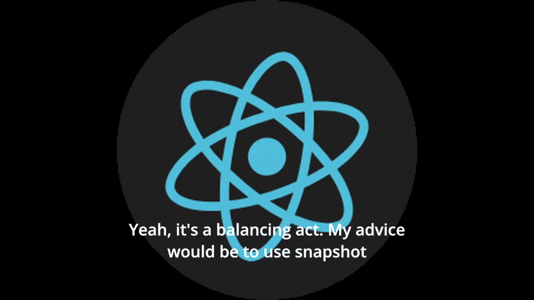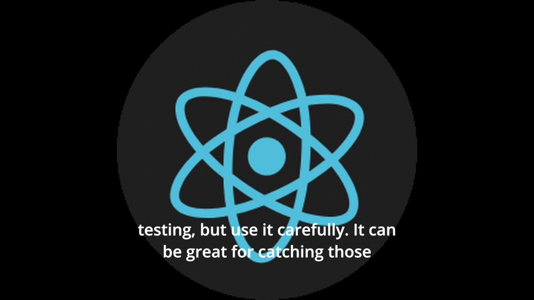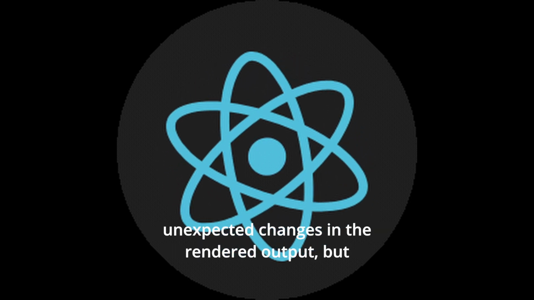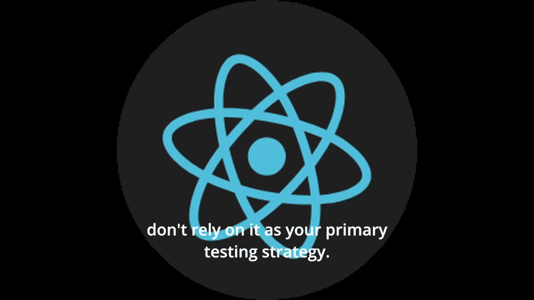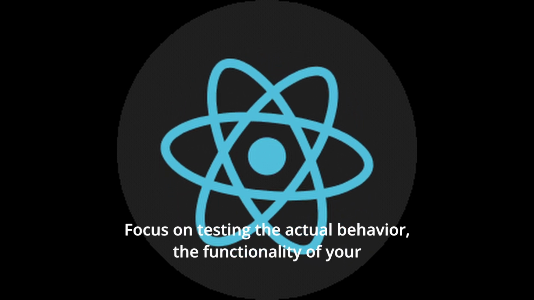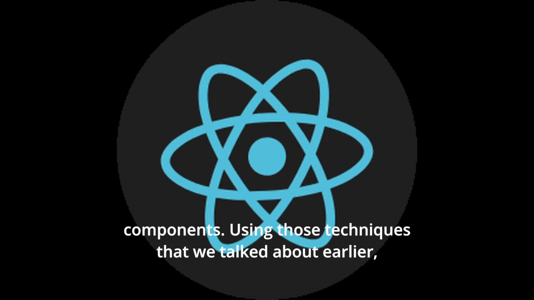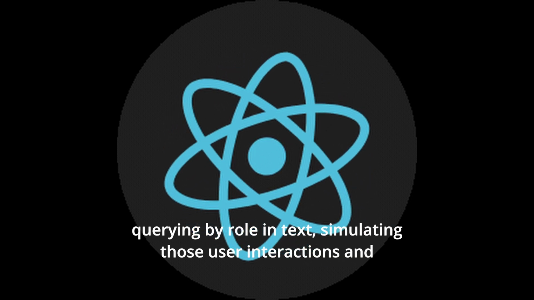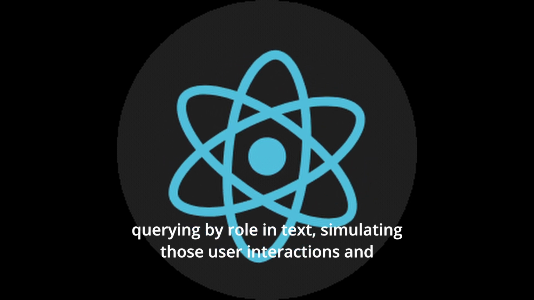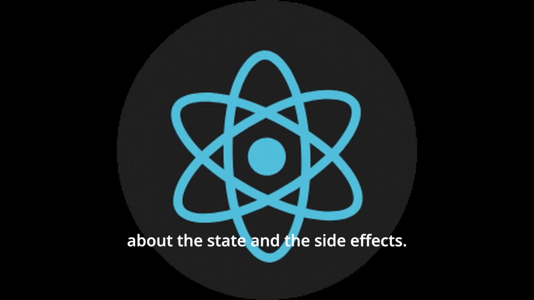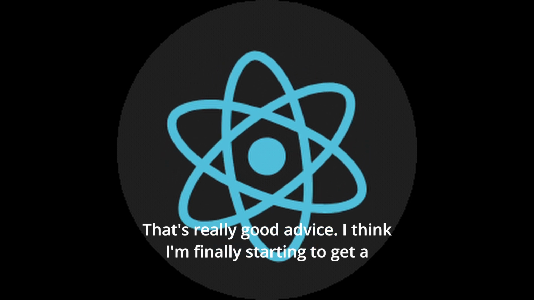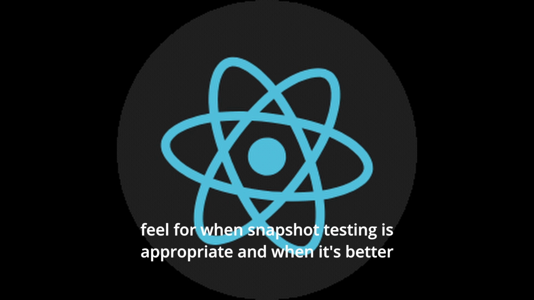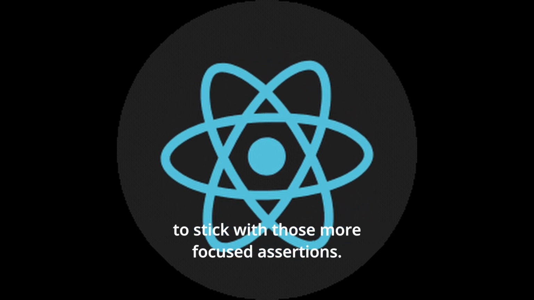My advice would be to use snapshot testing, but use it carefully. It can be great for catching those unexpected changes in the rendered output, but don't rely on it as your primary testing strategy. Focus on testing the actual behavior, the functionality of your components, using those techniques that we talked about earlier: querying by role and text, simulating those user interactions and making those specific assertions about the state and the side effects. That's really good advice. I think I'm finally starting to get a feel for when snapshot testing is appropriate and when it's better to stick with those more focused assertions.